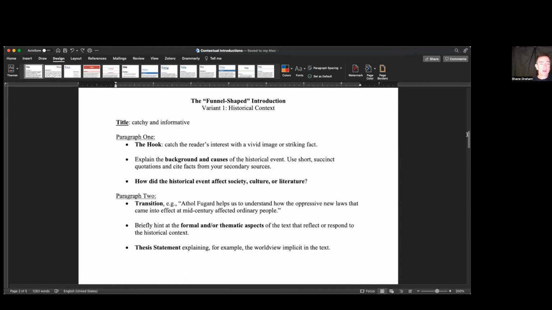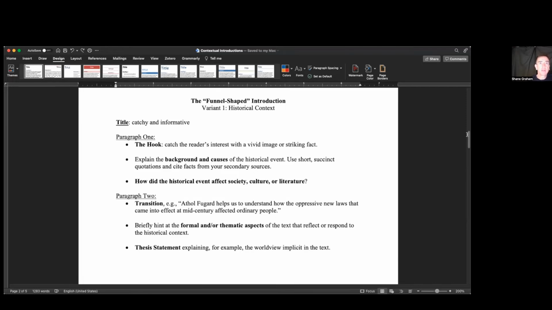So if you're writing about South African playwright Athol Fugard, you might say in the beginning of that second paragraph, Athol Fugard helps us to understand how the oppressive new laws that came into effect at mid-century affected ordinary people. So you're narrowing your discussion from that larger context of the apartheid laws that came into effect in 1948 to a particular claim about Athol Fugard's work. And then this is where you might bring in the formal or the thematic aspects of the text that you see the author using to communicate that theme.